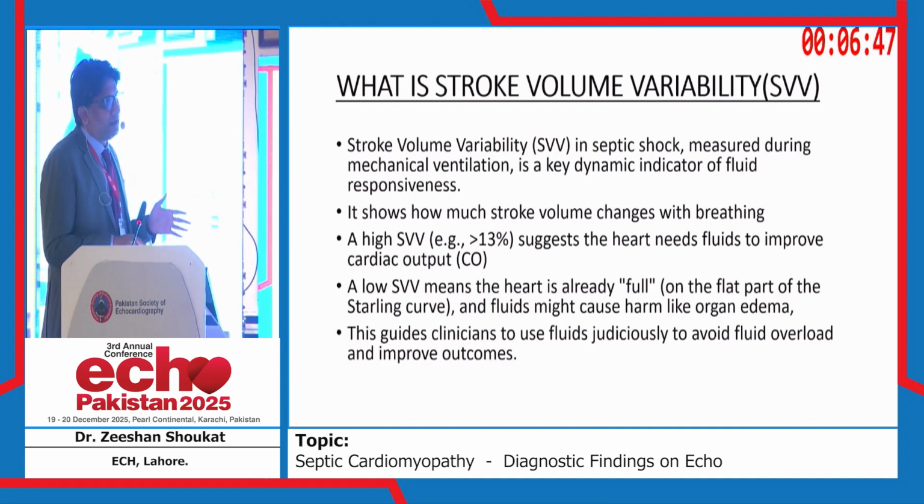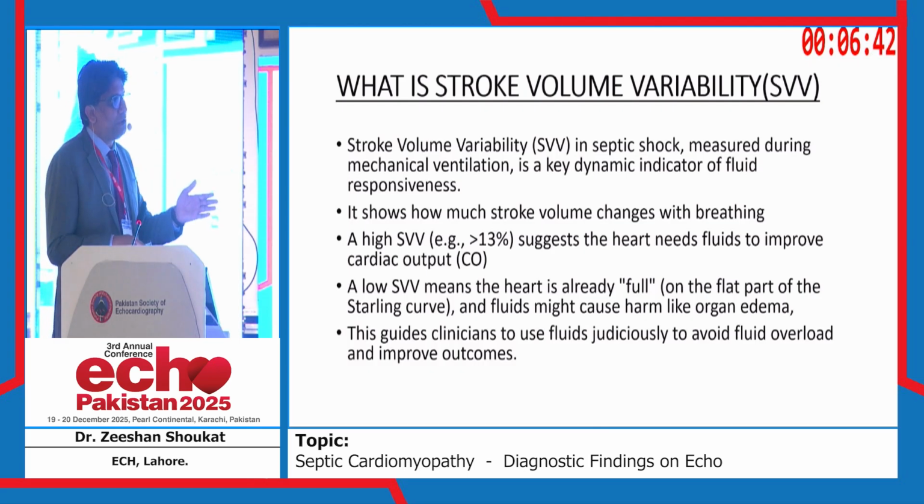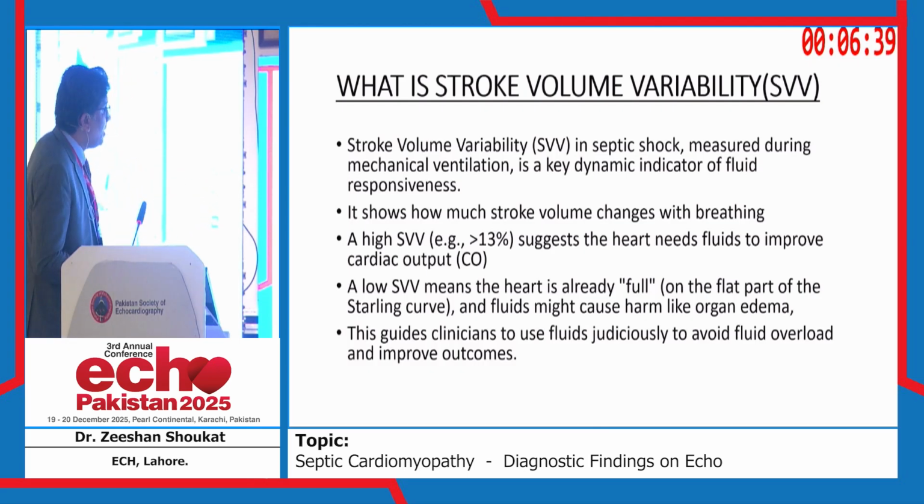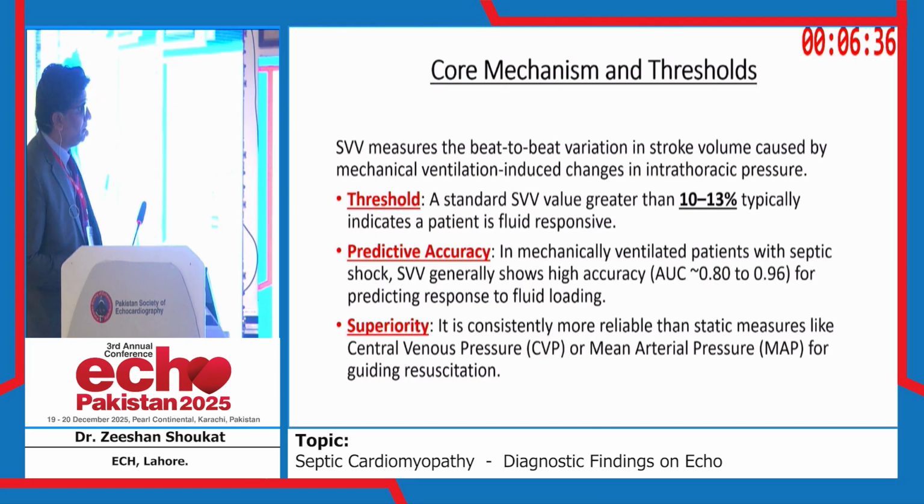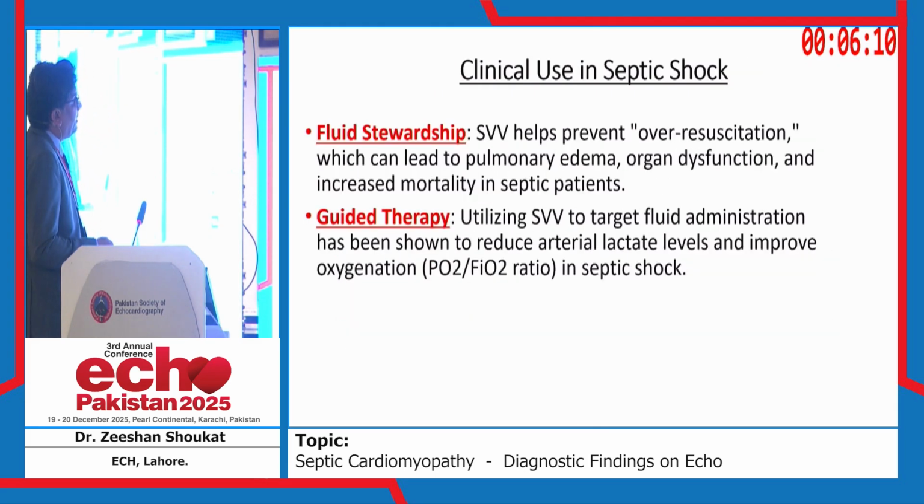And if you cannot give even more fluid, then the treatment paradigm should be shifted to some inotropic support. So a threshold of 10 to 13% typically indicates a fluid responsive patient. In mechanically ventilated patients with septic shock, stroke volume variability generally shows a high accuracy for predicting response to fluid loading. It has a superiority. You know the concept of CVP and IVC and even the mean arterial pressure; stroke volume variability has taken advantage and has more reliability than CVP and the other clinical parameters.